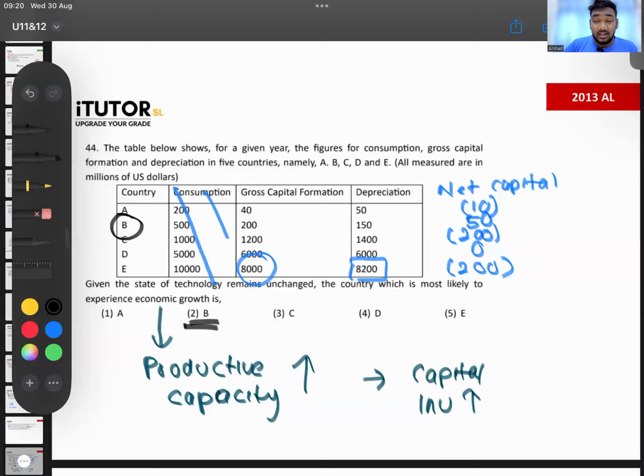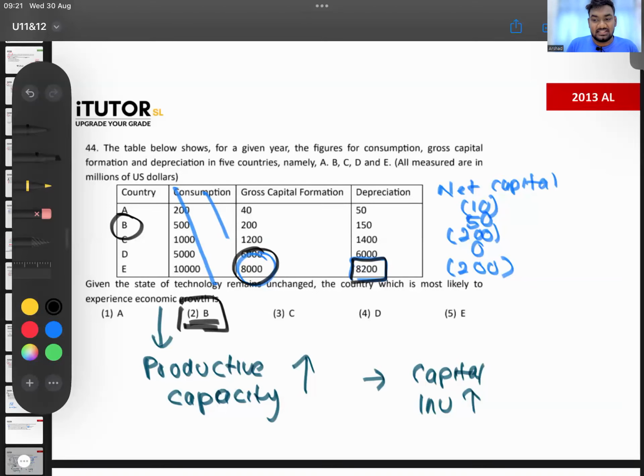You have to look at what? Gross capital formation and the net capital formation part. So just because country E has 8,000 worth of gross capital formation, you can't say the country is the highest, because even though they have 8,000 of gross capital formation, there is 8,200 of depreciation. So their newly formed capital is minus 200 net. So which country has the highest net? That has to be your answer. Therefore, you go with answer B. How many of you got that correct? It's a good question.